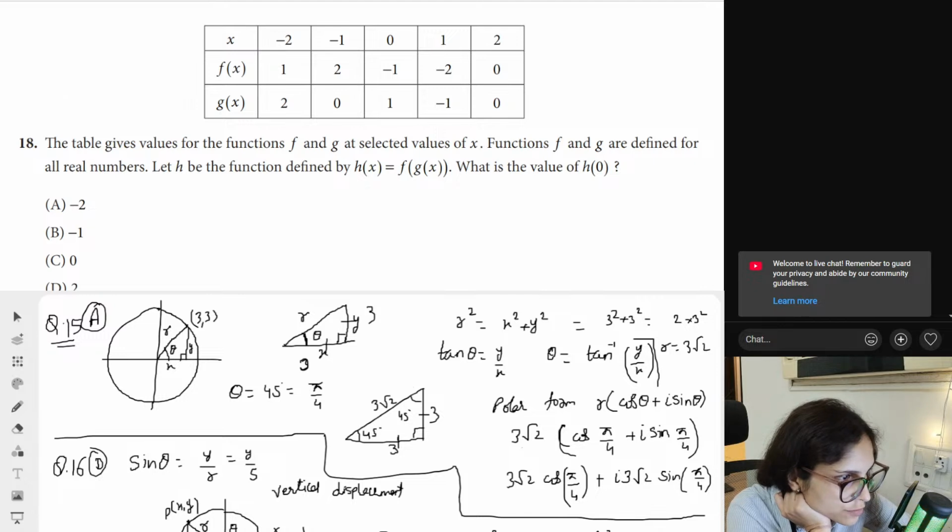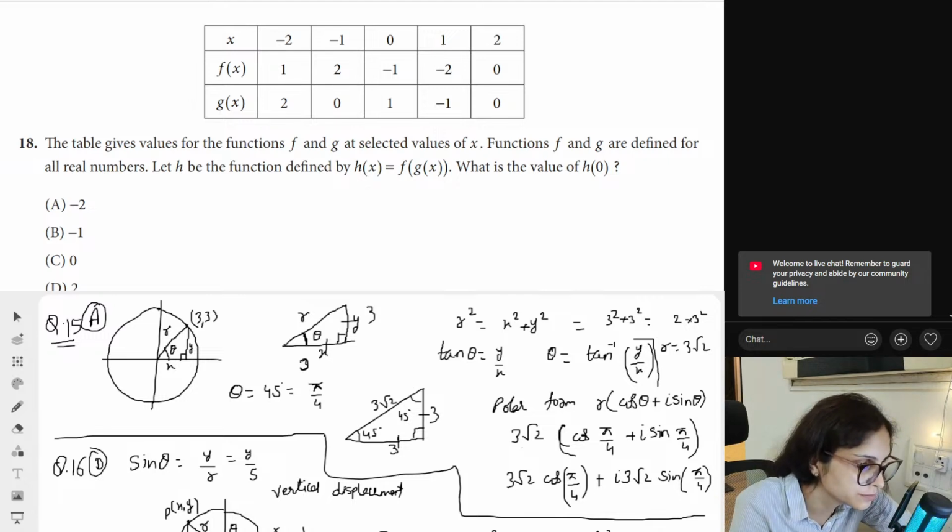Okay, so you have to find h of 0, and h of 0 is f of g of x. So first, x is 0, so we'll have to find g of 0. G of 0 is 1 and then we have to find f of 1, that is negative 2. Negative 2 is the answer, option A.